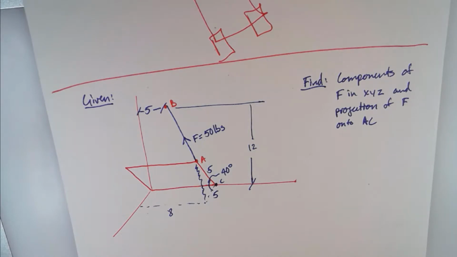So the first half of the problem is stuff we did on Wednesday, right? We need to find the position vector, which would be the position vector A to B, and then we can find the unit vector and then multiply it by 50 and we'll get the components in the x, y, and z, right?